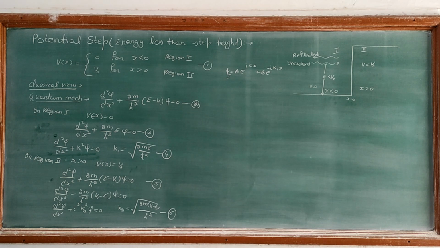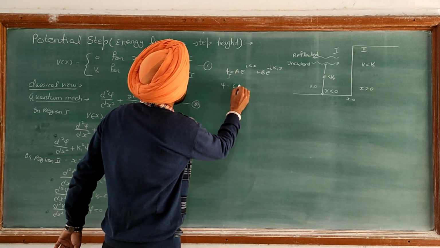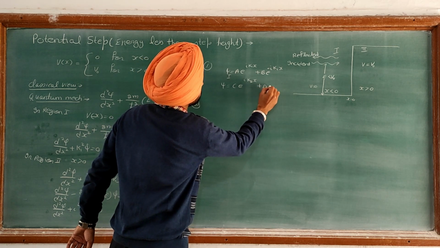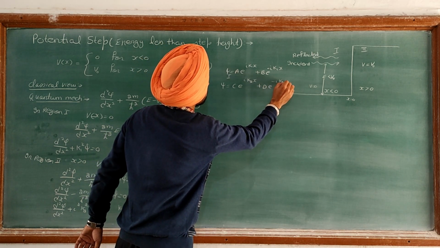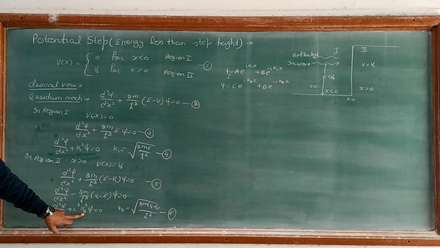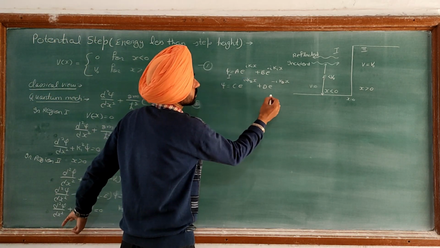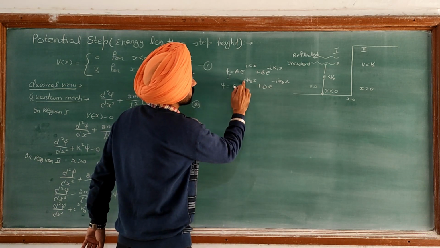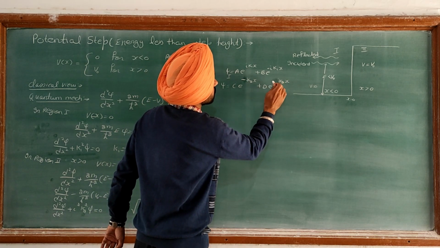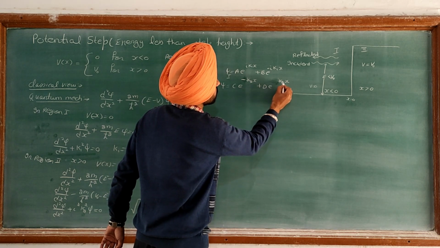Now the solution of equation 6 is psi equal to c exponential iota k2x plus d exponential minus iota k2x. Now as in expression 4 we have k1, here we have iota k2, and here again iota k2. When iota is multiplied by iota, it is minus, so minus times minus gives plus. So we have psi 2 equal to c exponential minus k2x plus d exponential k2x.